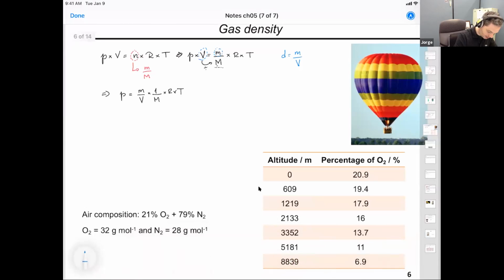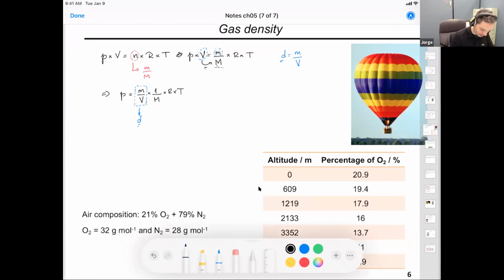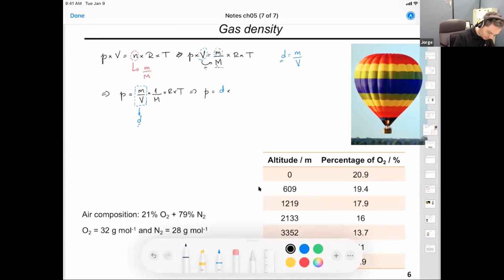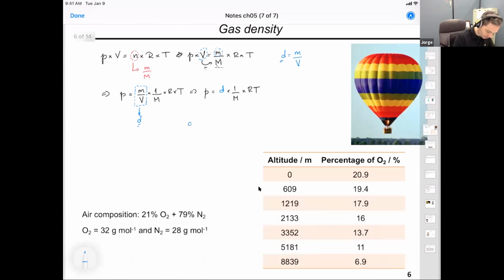So with that, what we have here now is the ratio between the mass of the gas over volume, and that's density. So now I will replace mass over volume by density and isolate this term in the equation. Pressure equals density times 1 over the molar mass times R times T. So now let's isolate the density in this equation.